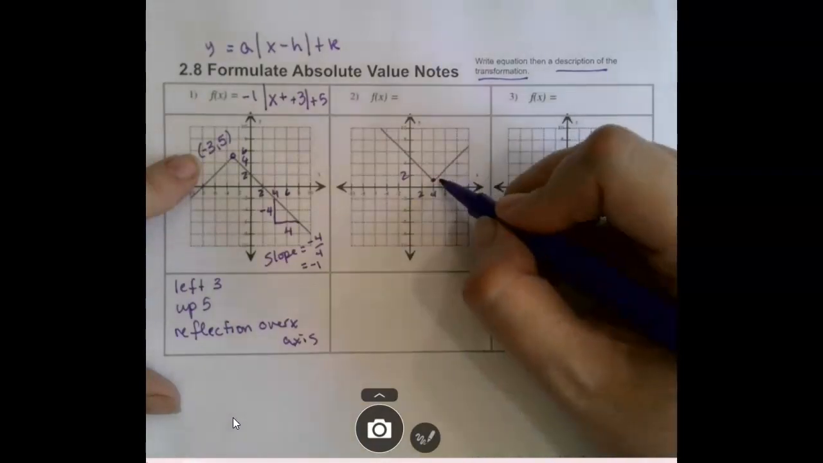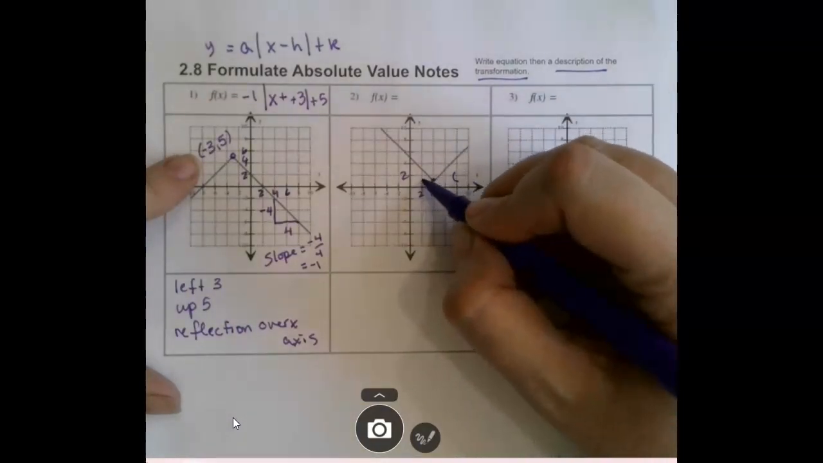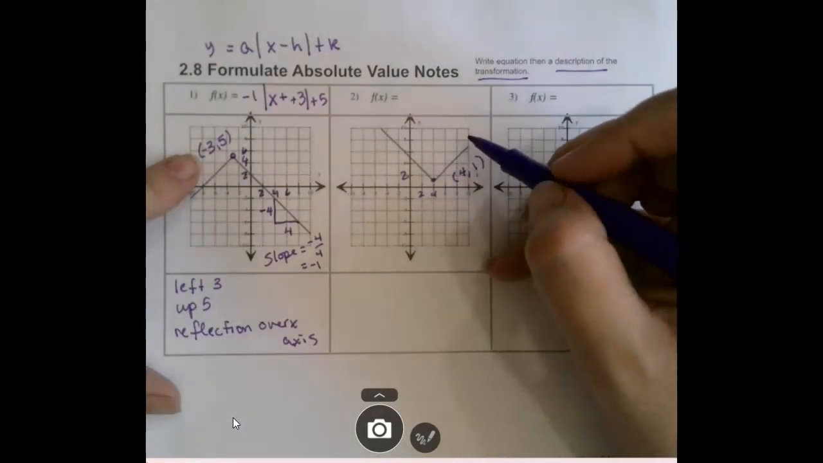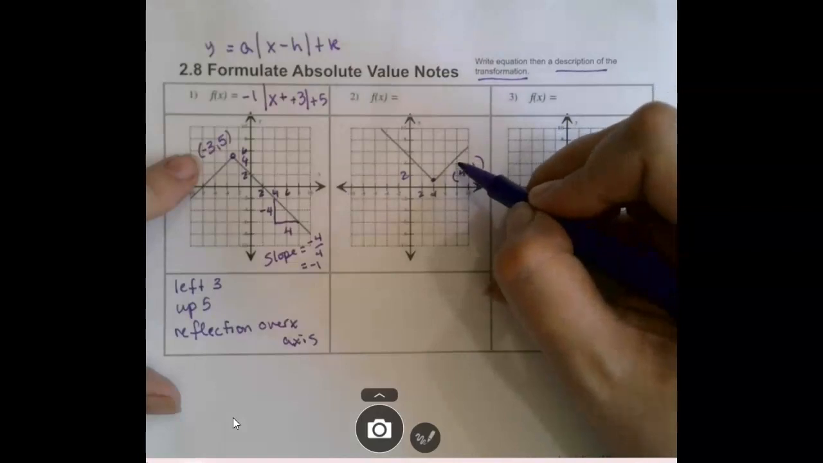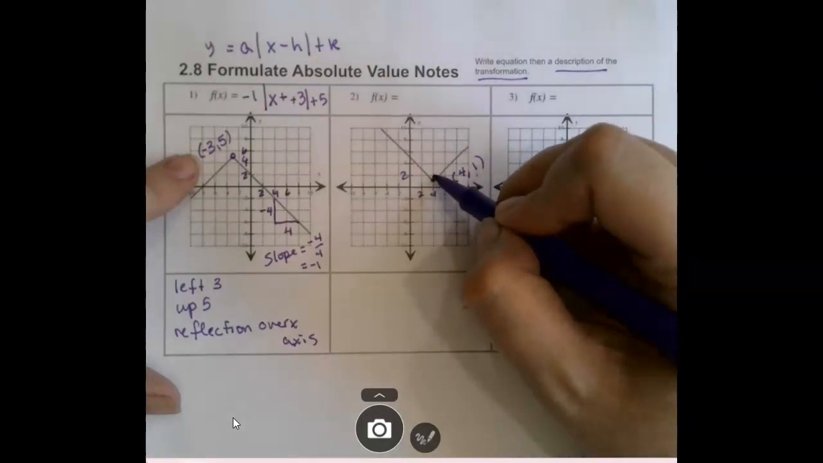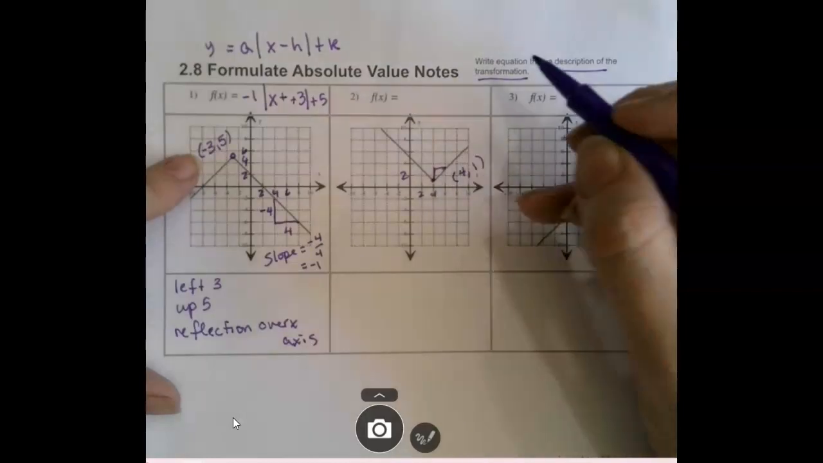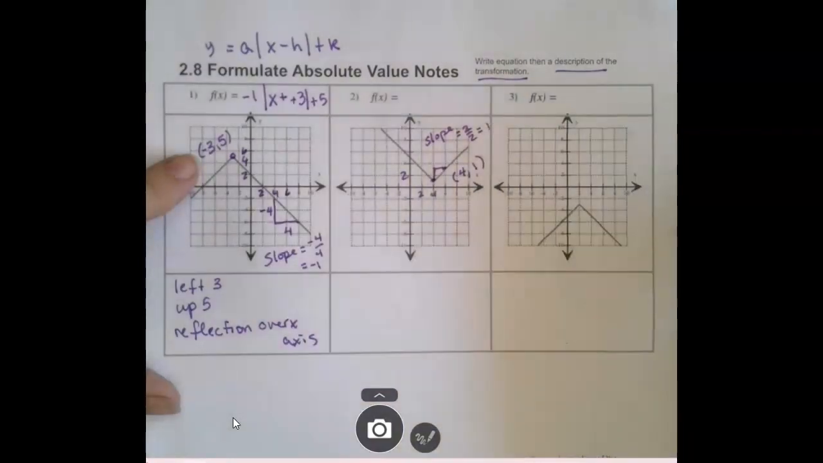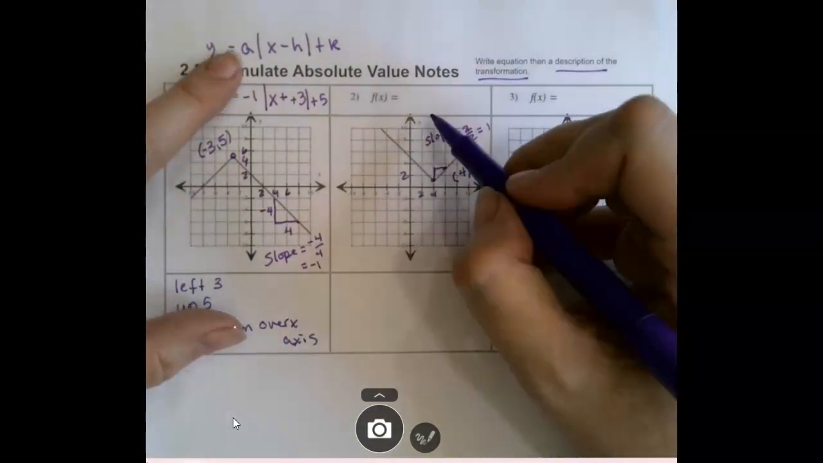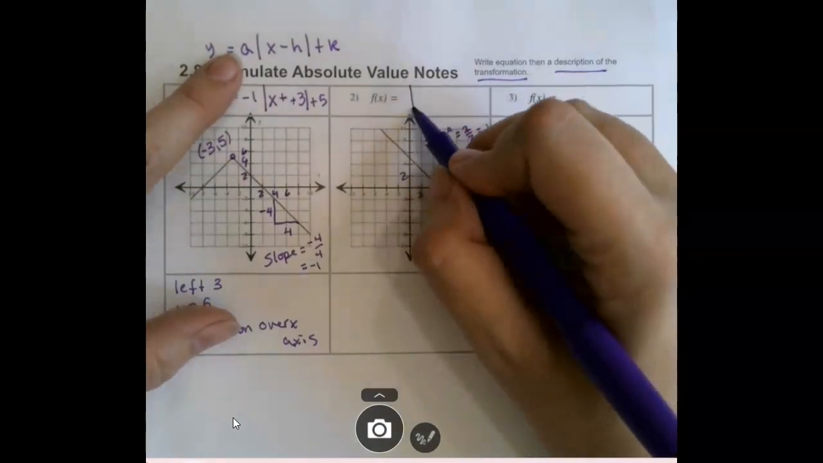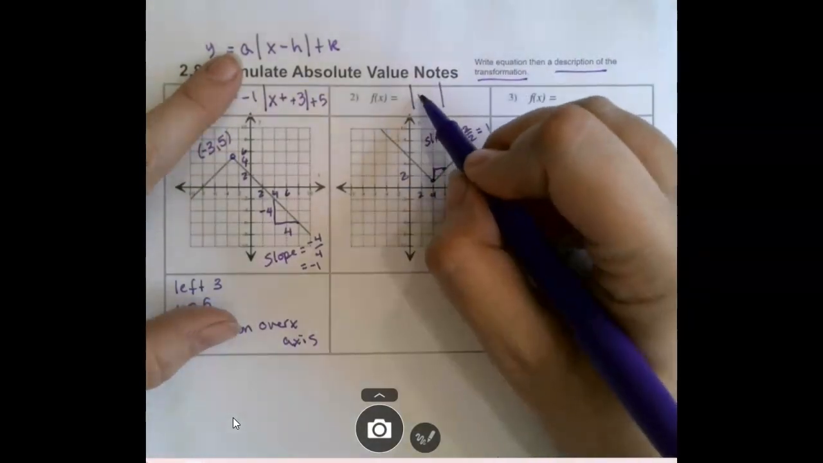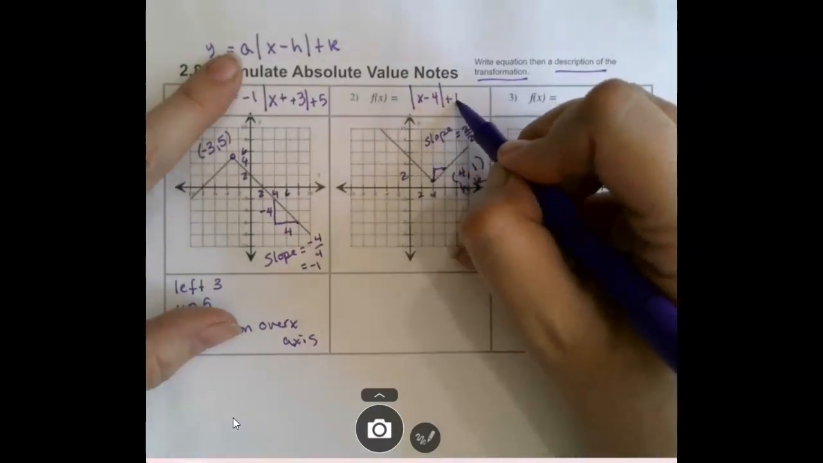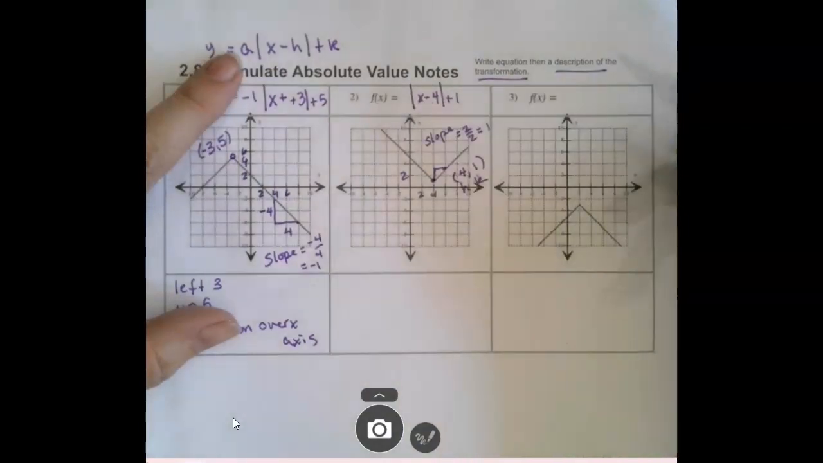So my vertex is at 4, 1. My slope is, let's find a good place to do it, 2/2, which is 1. So my equation is going to be my slope is 1 for A, so I don't have to write that. I could write a 1 there if I wanted to. |x minus h|, here's h and k. And that's it. I could write the 1 there if I wanted, but I don't have to.